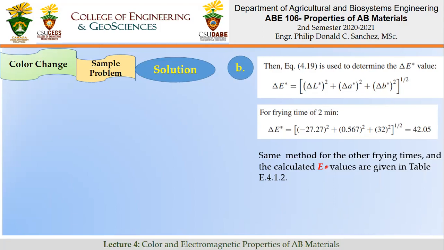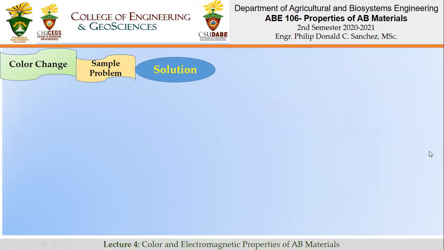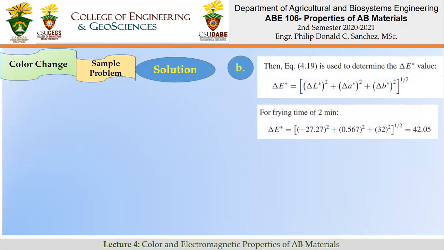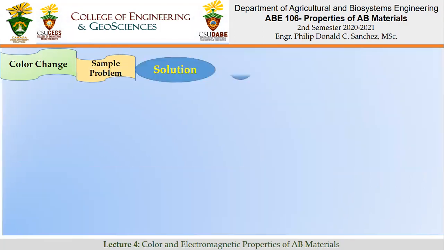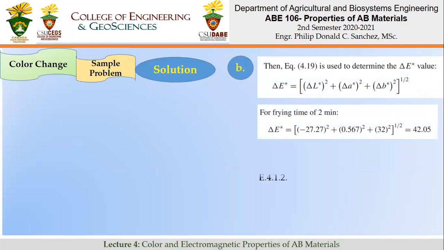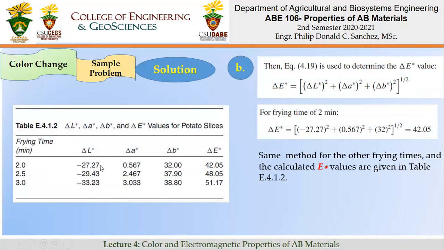So this answer, 42.05, is good for the first frying time, which is 2 minutes. You can solve the other frying times, 2.5 and 3 minutes, with the same method as for the 2 minutes frying time. The measurements are tabulated here, so you have negative 27.27 for L at 2 minutes, then negative 29.43 at 2.5, and so on. And then the delta E is the change corresponding to all the colors, or the sum of all the changes in L, A, and B. So that is how you solve it.